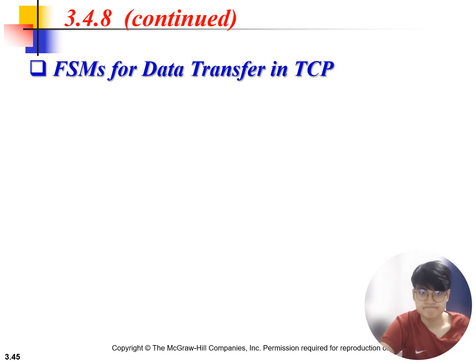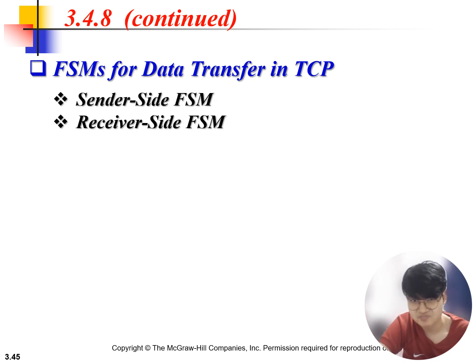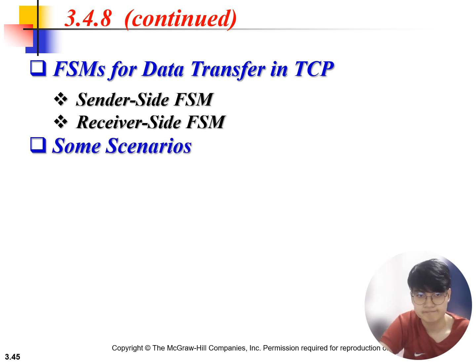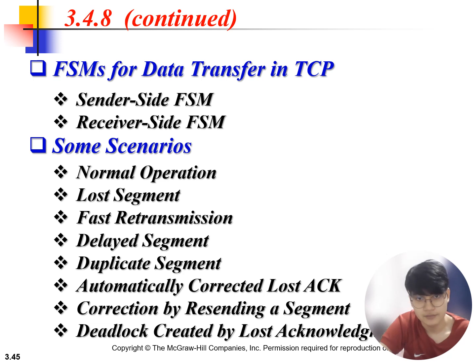Let's continue. FSMs for data transfer in TCP. Sender-side FSM, receiver-side FSM. Some scenarios: normal operation, lost segment, fast retransmission, delayed segment, duplicate segment, automatically corrected loss, correction by resent segment, deadlock created by lost acknowledgement.